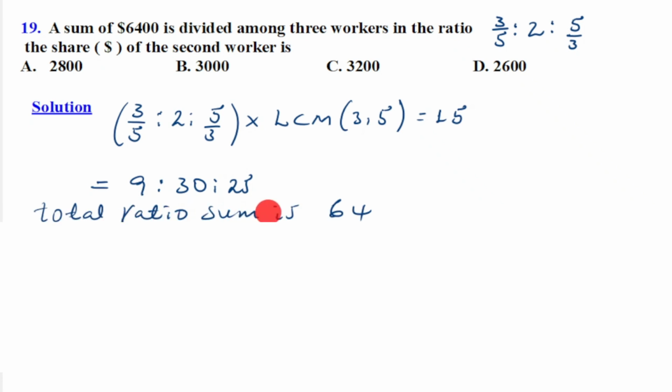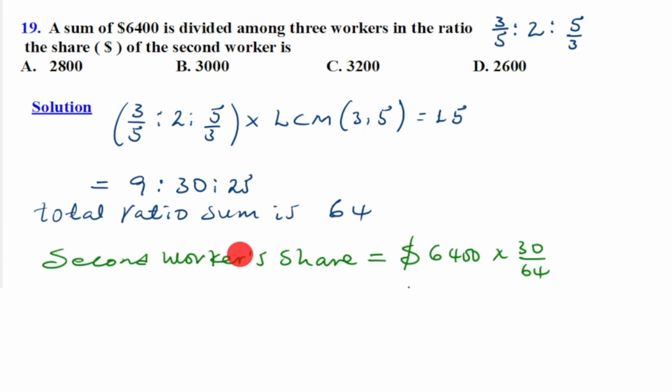The total ratio sum is 64. The second worker's share is 30 over the total ratio sum multiplied by $6,400. So you will get $3,000. The answer is B.